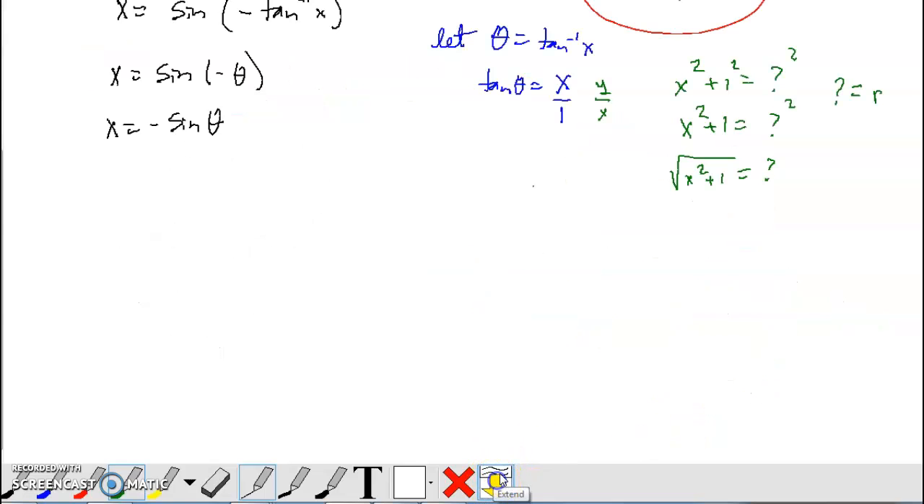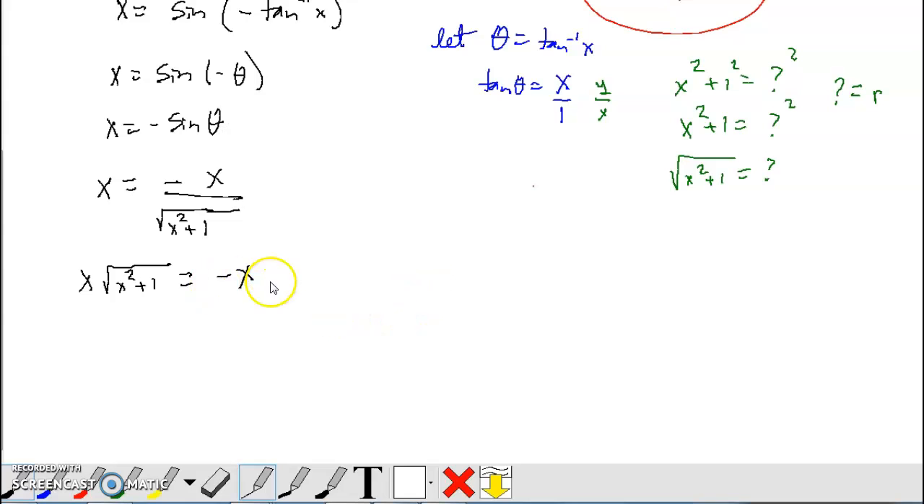Now I get to plug this in. So this will become x is equal to negative x over the radical of x squared plus 1. I will multiply the denominator to both sides, so this becomes x times the radical of x squared plus 1 is equal to negative x. I eventually will want to get rid of that radical, so I'm going to square both sides. Square the monomial, so don't move that over yet. This will become x squared times x squared plus 1 is equal to, the negative cancels away, so positive x squared.